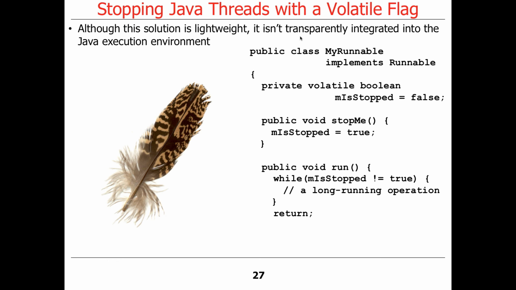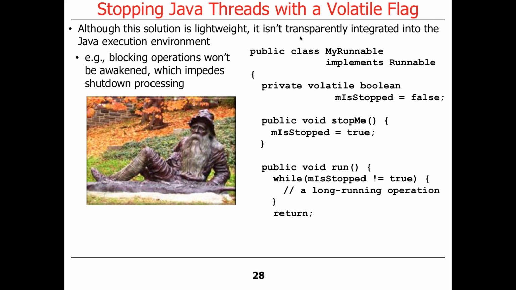So this solution is very lightweight. It requires no support from the underlying virtual machine, the underlying execution environment. It just requires the Java memory model to be implemented correctly with respect to the semantics of volatile. You set the variable, somebody else checks it, boom, you're done. Pretty straightforward. So it's very lightweight. However, it's not transparently integrated into the Java execution environment.